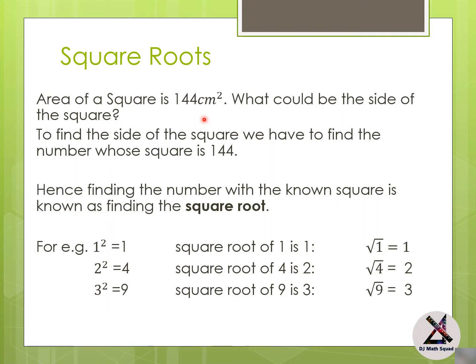Now let us take some examples. For example, 1 square is 1, so we say square root of 1 is 1. When you find 2 square, it becomes 4. So from where are you getting 4? 2 into 2. It means the square root of 4 is 2. Similarly, 3 square is 9, hence square root of 9 is 3. Now this is the symbol of square root.